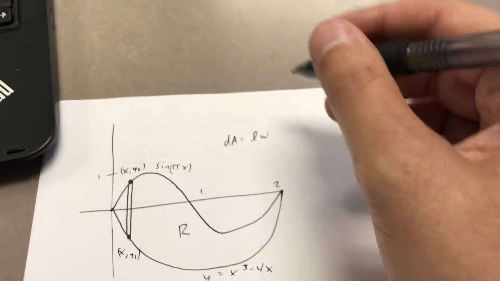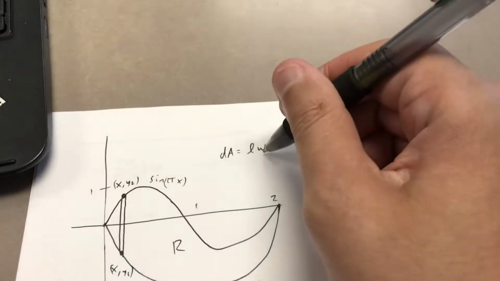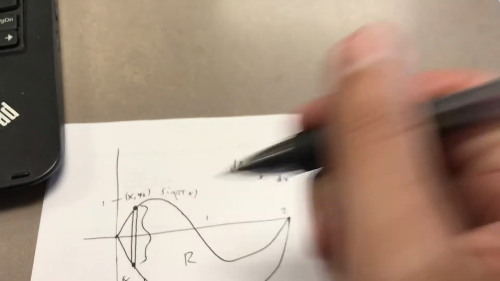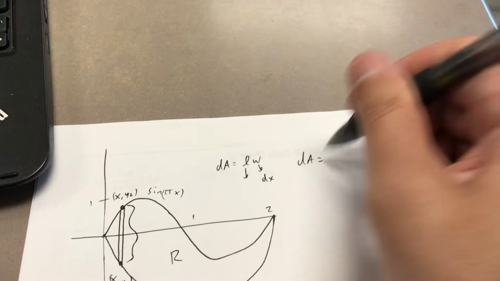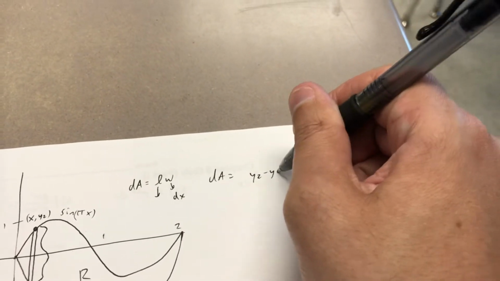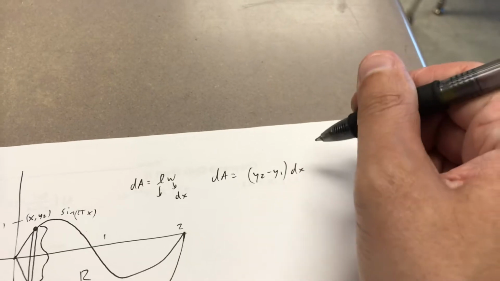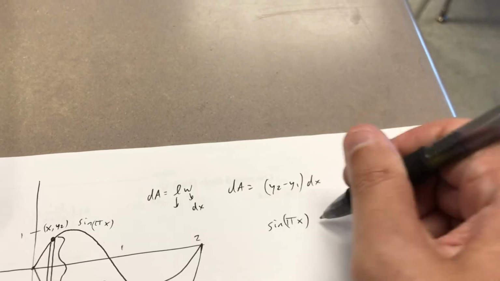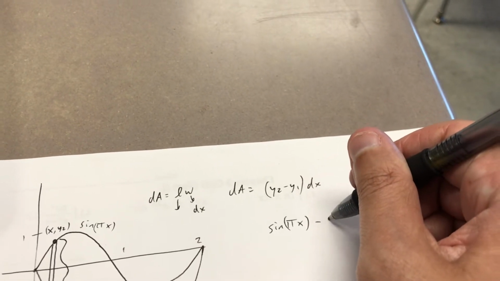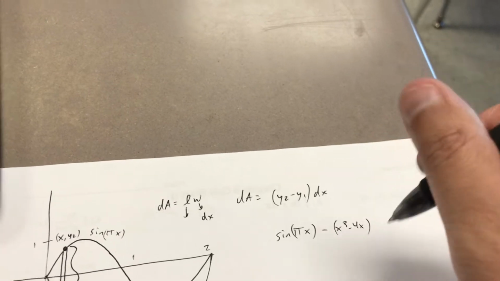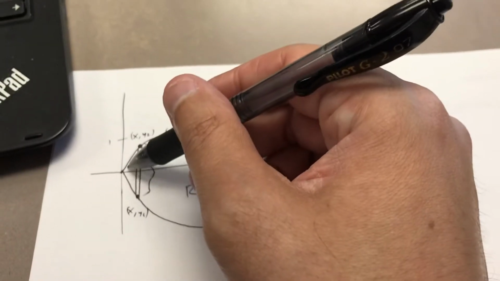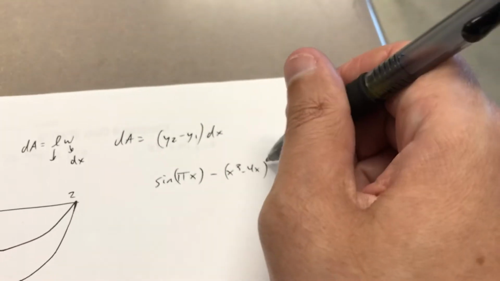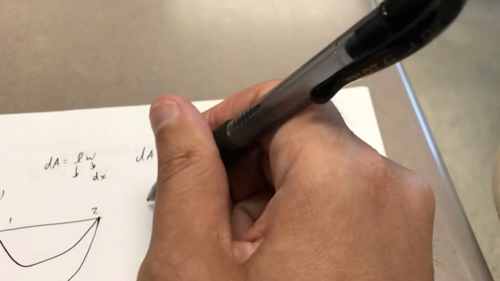If we fill that in, the width here is a little horizontal change. That's going to be a dx. And the length is going to be y2 minus y1. So dA is equal to y2 minus y1 times dx. And that really is just the sine of pi x minus the quantity x cubed minus 4x. Make sure you've got parentheses on both of those so that your y2 function is this upper sine function, the y1 function is that lower cubic function. Then you're multiplying by dx, and you're taking the integral of that.